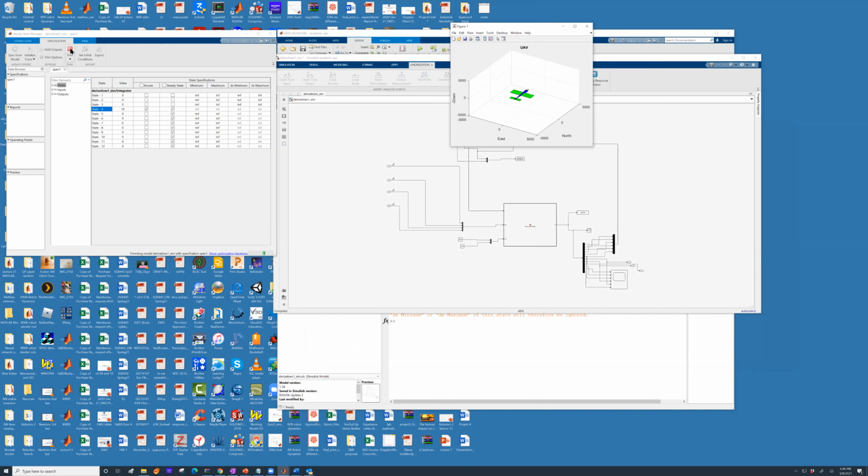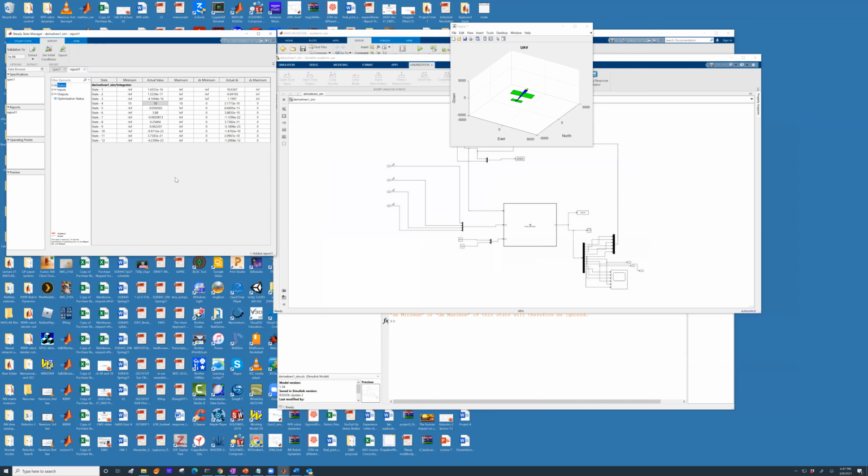Let me see if there is any issue with my Matlab. I may have to close and reopen Matlab. But let's see what happens now. It actually depends upon the algorithm you choose. All right. It gave me an answer.